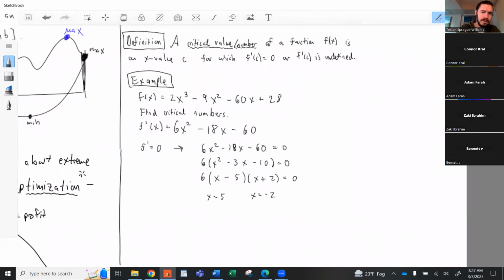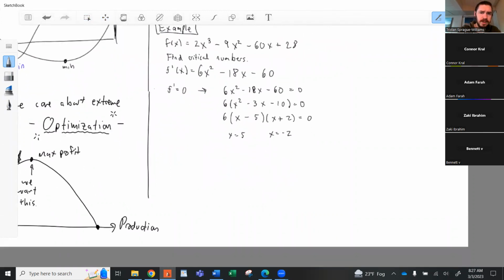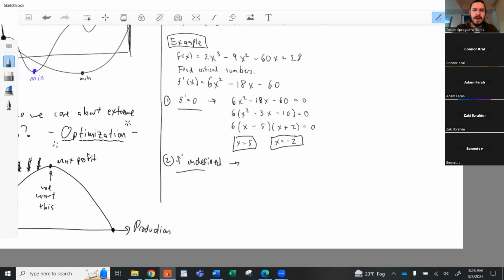These might not be the only critical numbers. You also have to consider the other possibilities. Two possibilities. One, f prime equals 0, but two, f prime is undefined. Okay. So we have two critical numbers, but we have to check to see if we have any more that come from this other possibility. These two cases are two things that can give us critical numbers. We have to check both of them. Now, in this function here, we actually are not going to have any undefined.